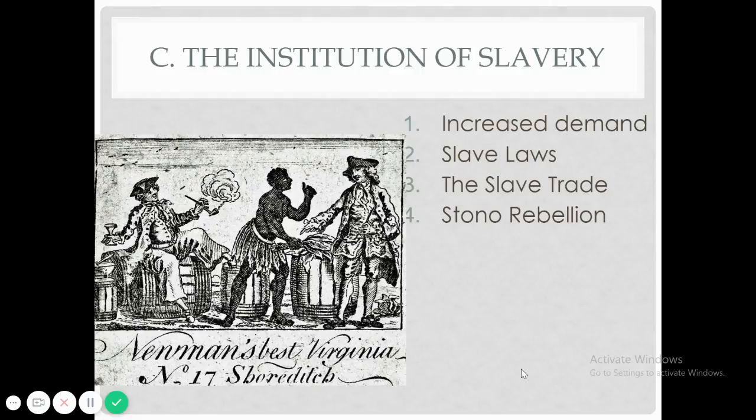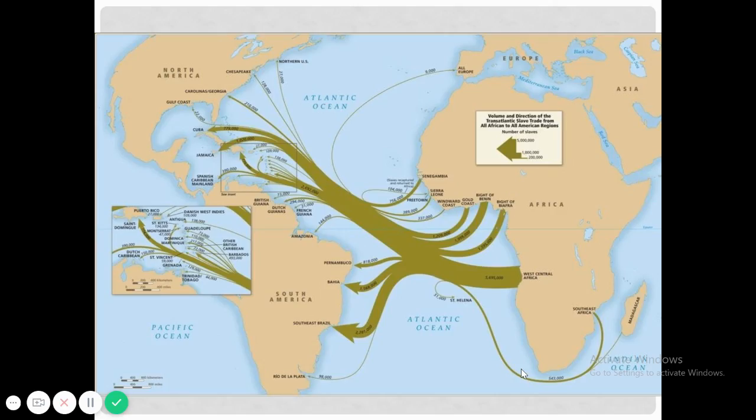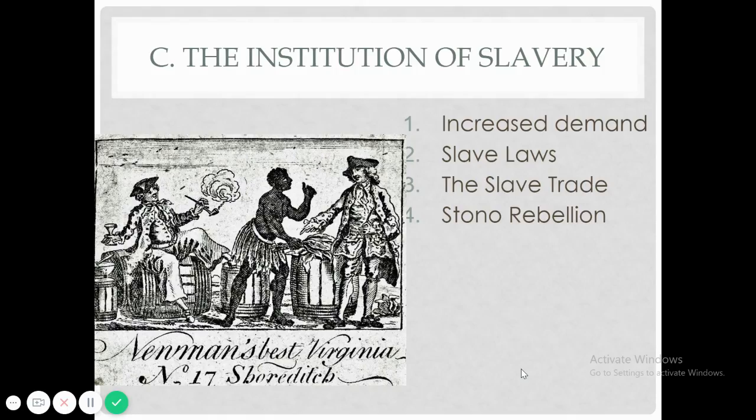Now, resistance from slaves was common. A lot of times that was subtle resistance, such as slowing down while working and things like that. But sometimes resistance was violent. In 1739 in South Carolina, the largest slave uprising in the British colonies takes place, which is known as the Stono Rebellion. Around 45 whites were killed and 45 slaves were killed. Most of the slaves that took part were executed for their actions or sold back to the West Indies.